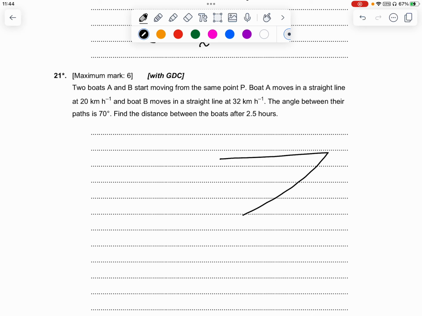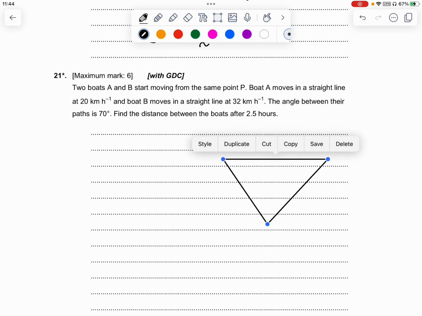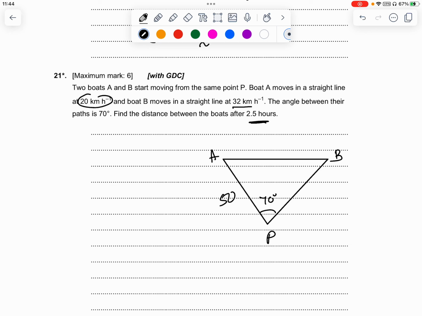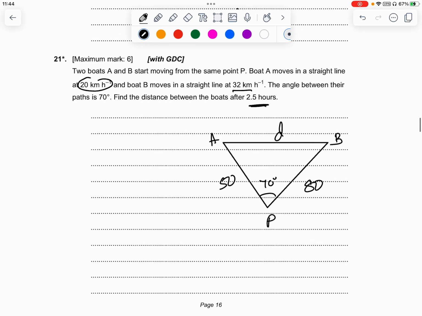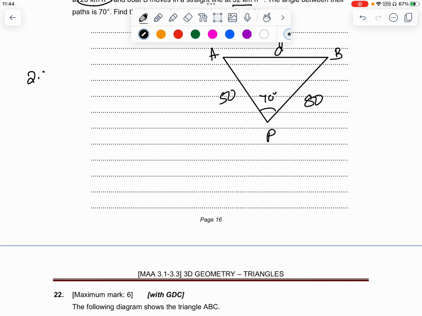So this is going to be the triangle. So this is point P, A, B. This angle is 70 degrees. After 2.5 hours, 2.5 times 20 is 50. 2.5 times 32 is 80. So he's asking us to find D. 2.5 times 20 is 50 and 2.5 times 32 is going to be 80.